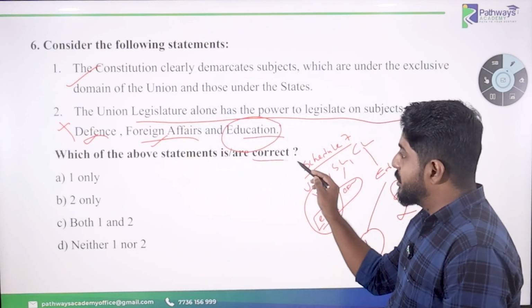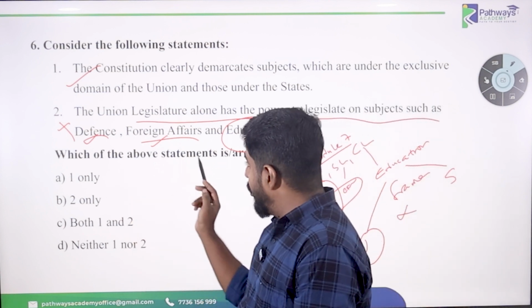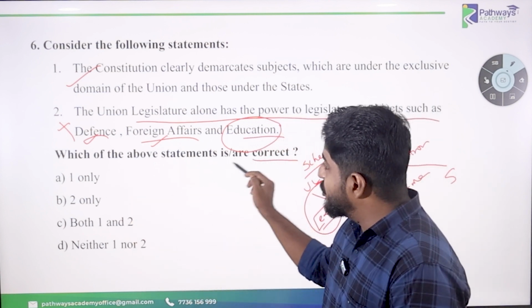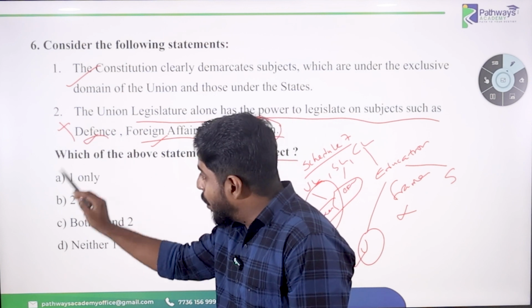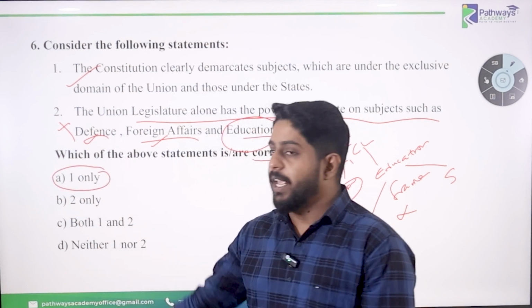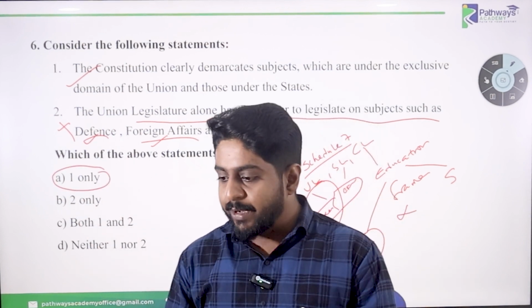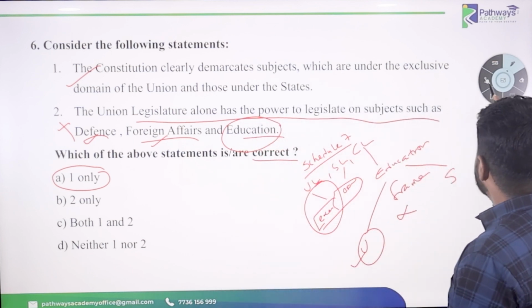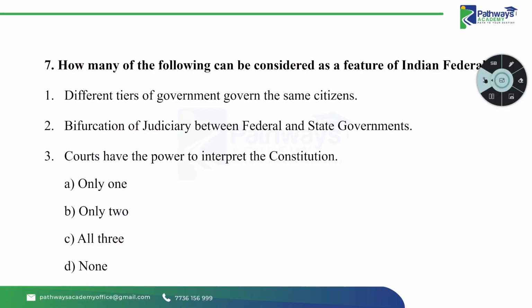So what is the answer for this question? You are supposed to choose the correct statement. Which of the above statements is or are correct? Statement number 1 only is correct. Fine. So that's it regarding question number 6. Question number 7. How many of the following can be considered as a feature of the Indian Federation?